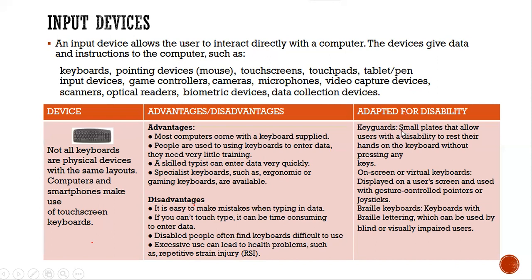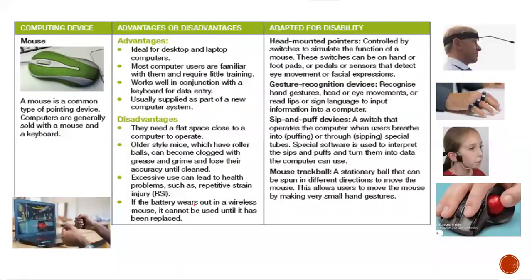Now, keyboards can be adapted for disability. We have key guards, which are small plates that allow users with a disability to rest their hands on the keyboard without pressing any keys. You also have on-screen or virtual keyboards displayed on a user's screen and used with gesture control pointers or joysticks. We'll discuss this further on. We have Braille keyboards, and these keyboards have Braille lettering. So people that are blind or visually impaired can use this keyboard to feel the lettering. Makes it easier for them to work with.